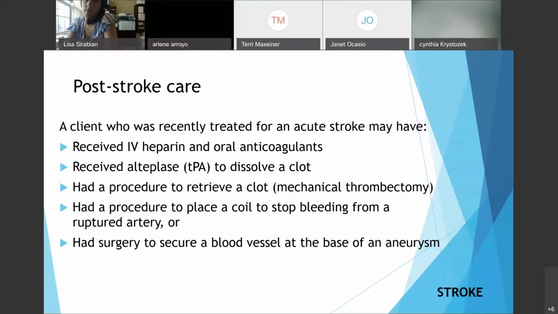They may have had a procedure to retrieve the clot called mechanical thrombectomy. So all of those relate to ischemic stroke, or they may have had a procedure to place a coil to stop bleeding from a ruptured artery, or even had surgery to secure a blood vessel at the base of an aneurysm. So there's a variety of things that they may have already gone through in the acute care setting before they reach us, and we definitely need to know what they have had because that'll affect our management as well.